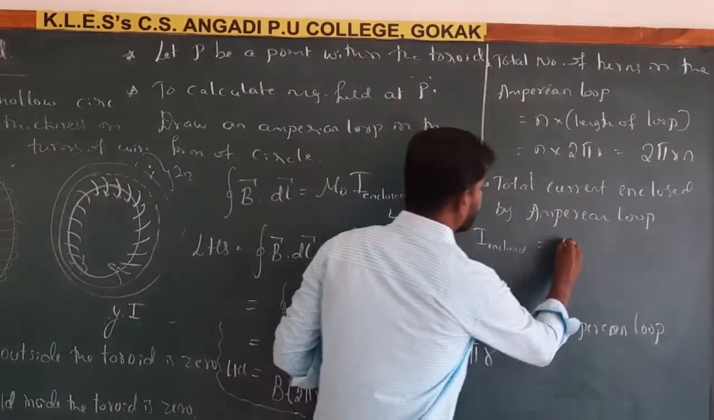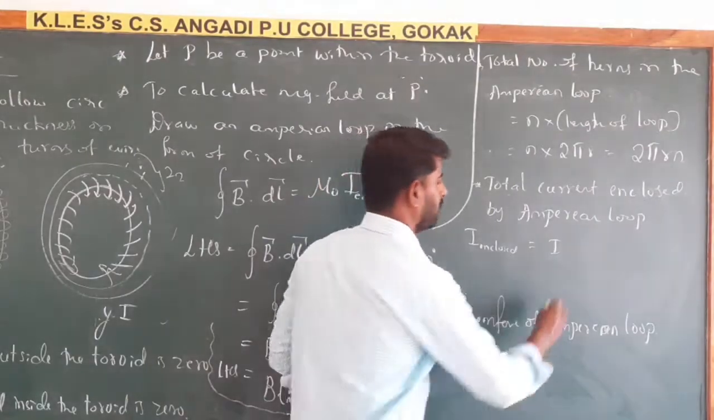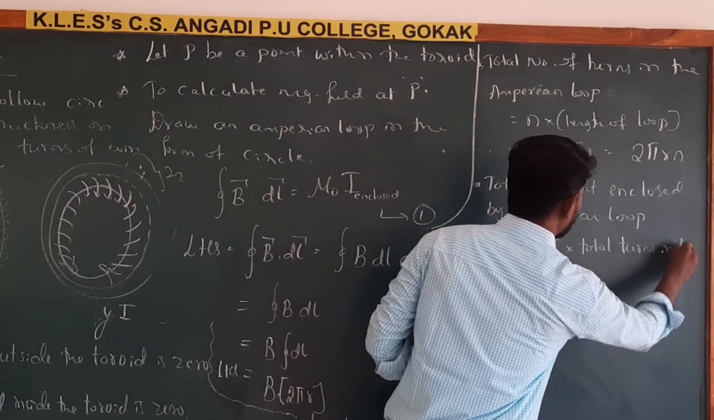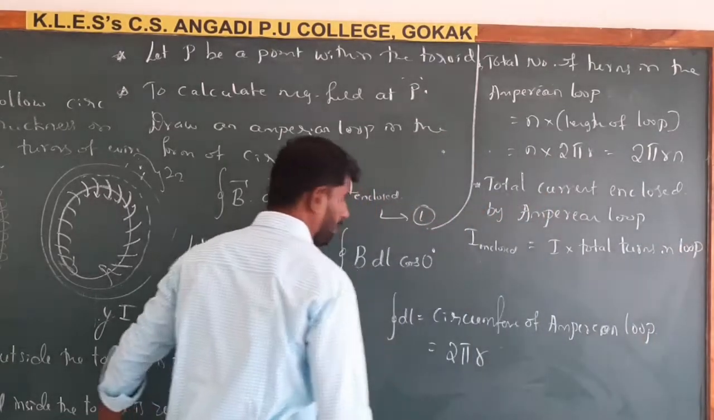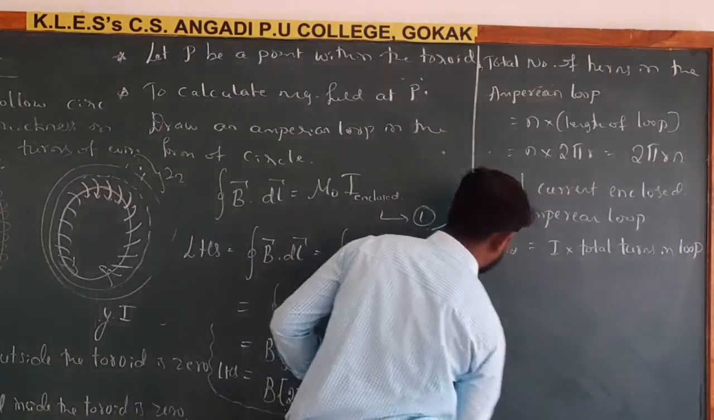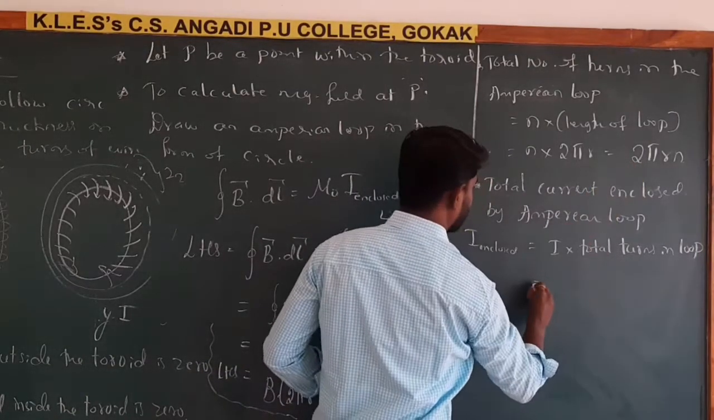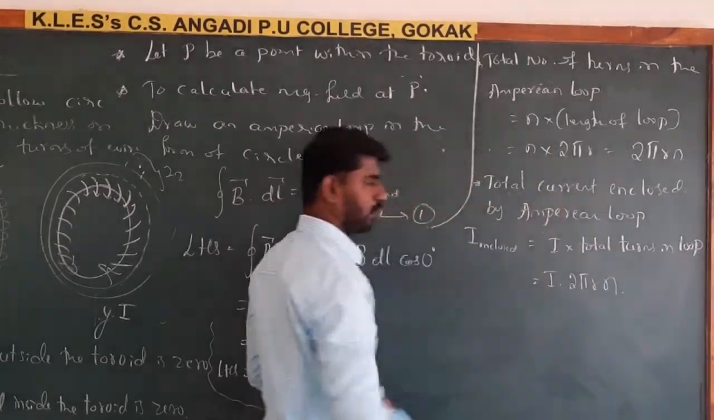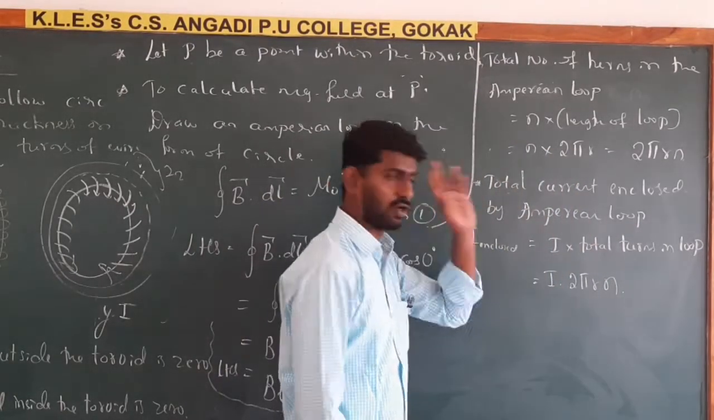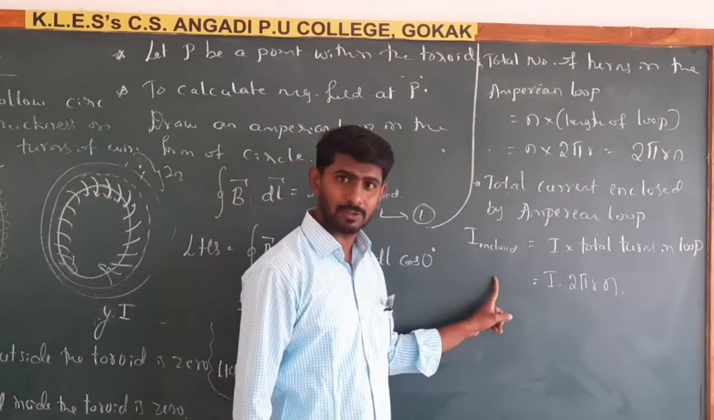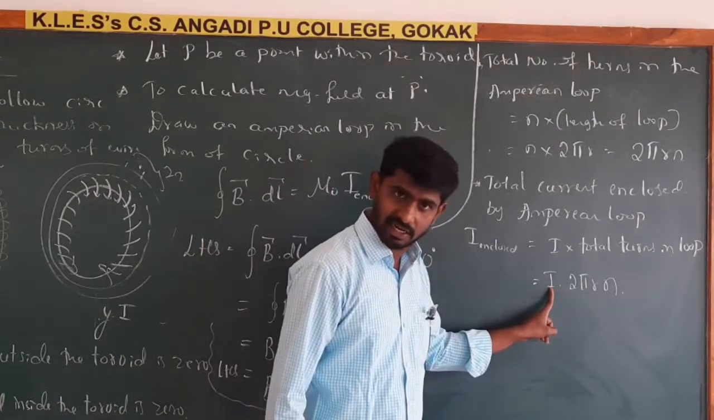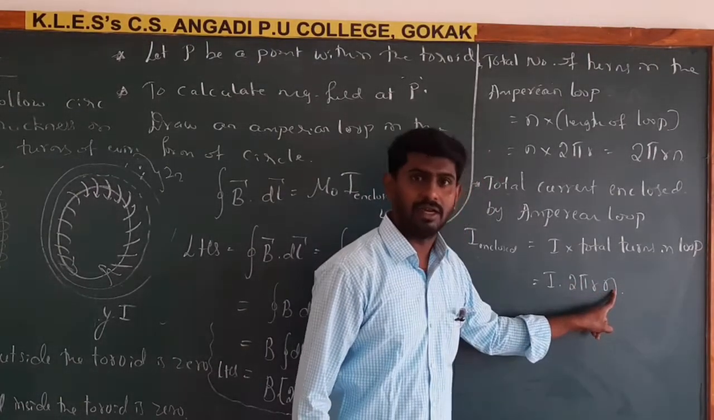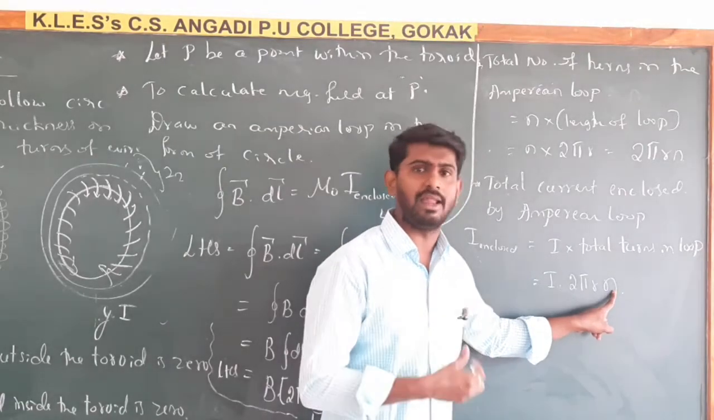Okay, so what I write is the current in a single turn, I, into the total turns in the loop. Is it clear? The total turns in the loop, I calculated this as 2 pi r n. So this will be I into 2 pi r n. So this is I enclosed. The total current enclosed by the loop is equal to the current in a single turn, 2 times pi, radius of that toroid, and number of turns per unit length.